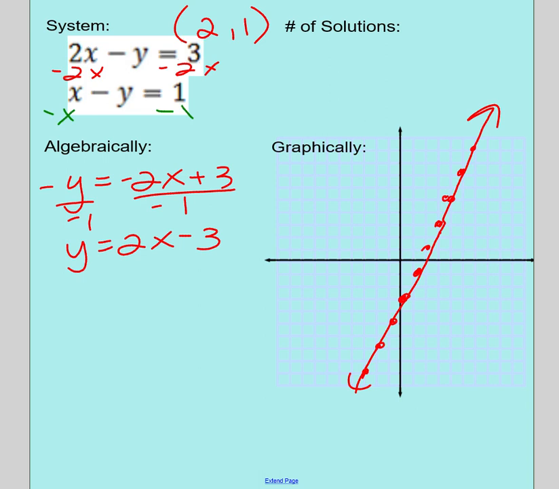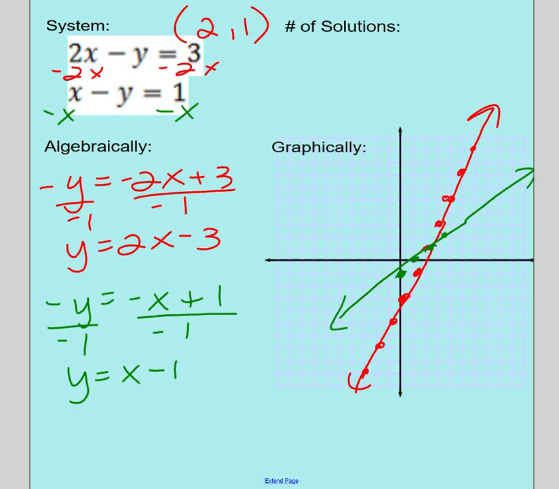Now let me take a minute and solve this equation. So I have -y is equal to -x plus 1. Divide by -1, I have y is equal to x minus 1. So here's the -1, my y-intercept, my slope is 1, so I go up 1 over 1. And you can see that these are going to intersect at that point, (2, 1). So how many solutions do I have? I have one solution. When I solve the system using elimination, I got a point, (x, y), right? When I graph, I can see that the two lines intersect at one point.